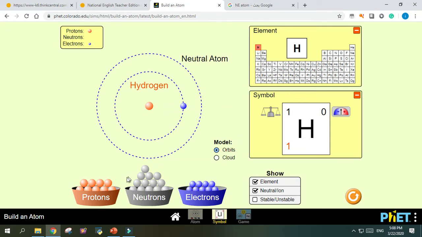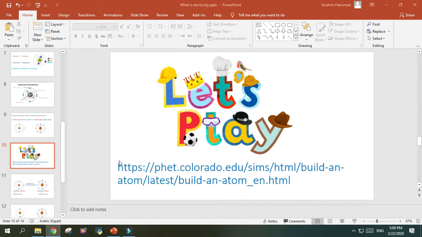to build your own stable or neutral atom where the positive are equal to the negative. The difference is 0. Now if we jump it again, 2 and 2, 3 and 3, 4 and 4. So the difference will always be 0.